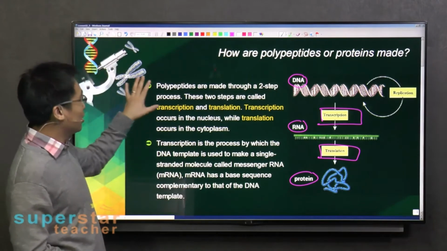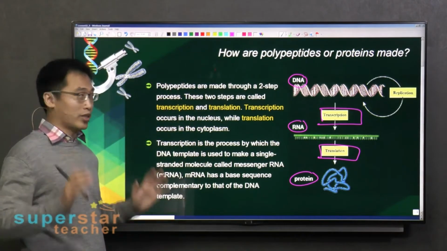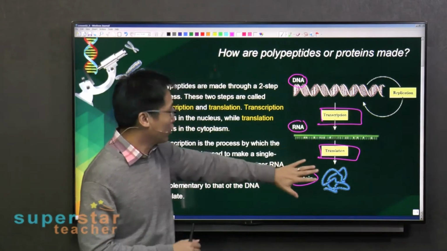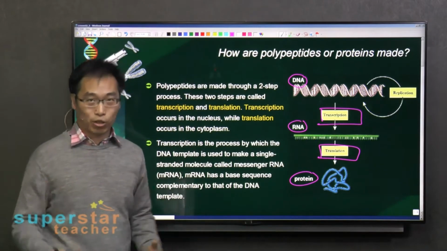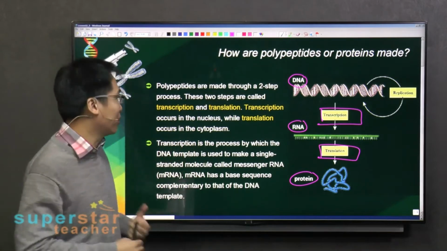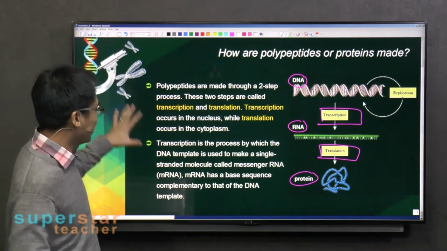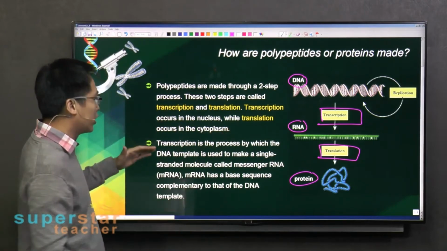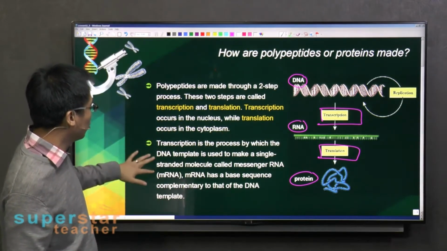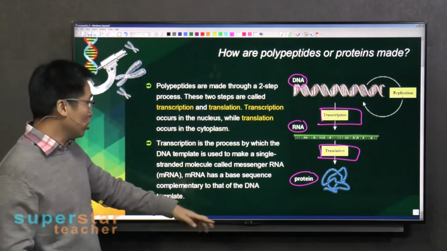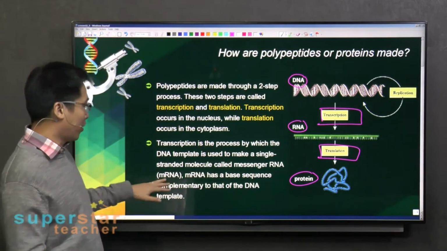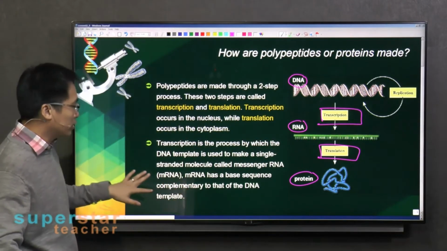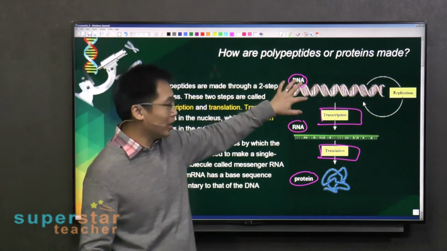This occurs in different parts of the cell as well. Transcription occurs in the nucleus, whereas translation occurs in the cytoplasm. It occurs in two different places of the cell. Basically, transcription is the process by which the DNA template is used to make a single-stranded molecule called messenger RNA, or mRNA. This mRNA is single-stranded, and it has a base sequence that's complementary to that of the DNA template.